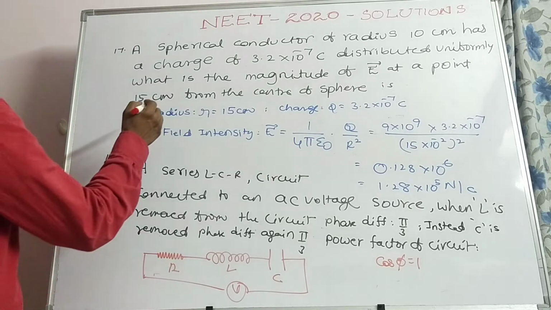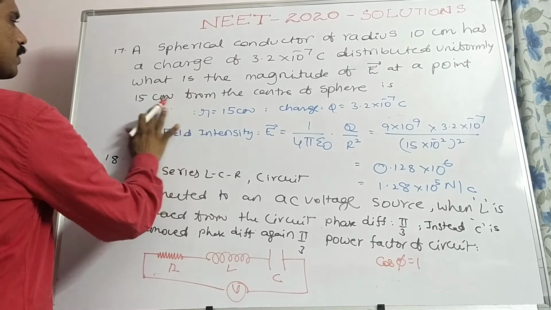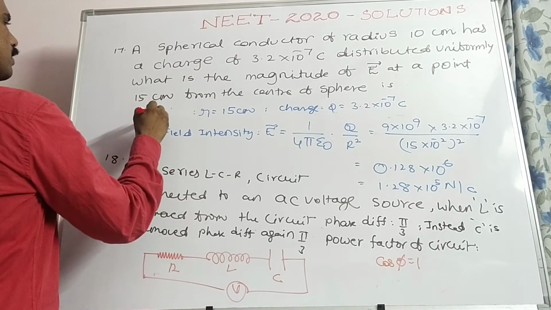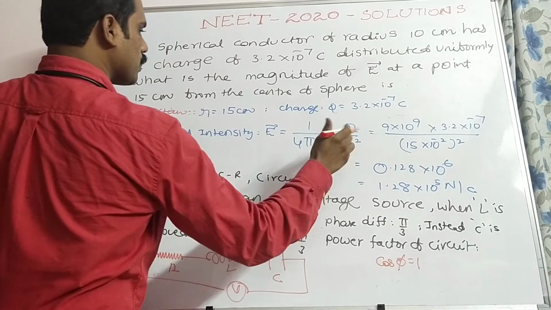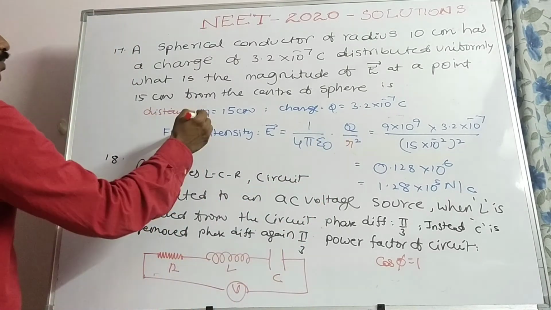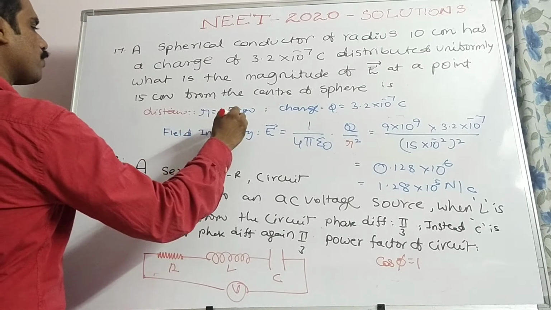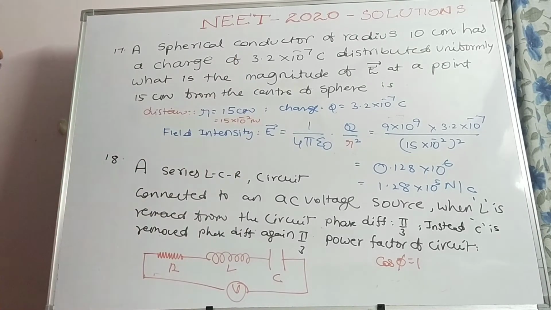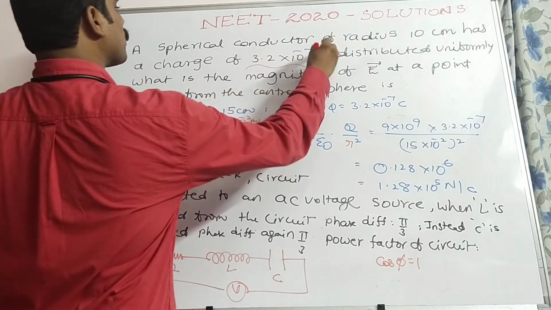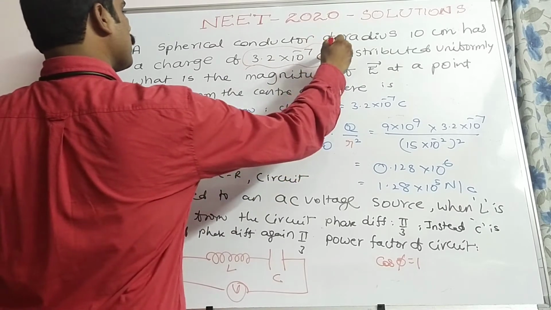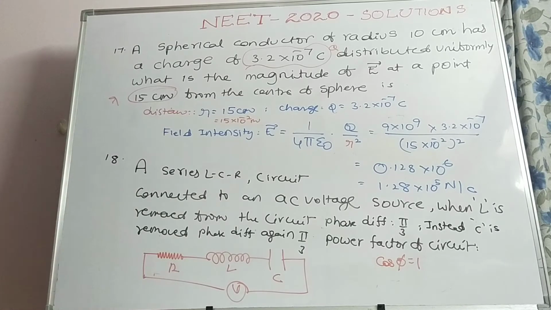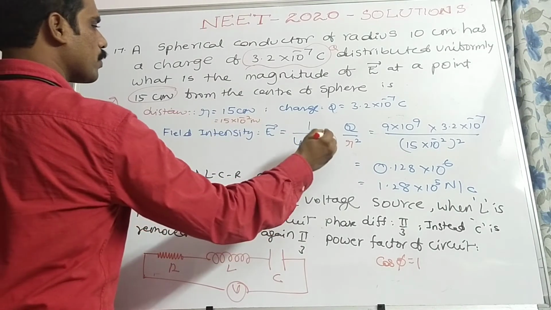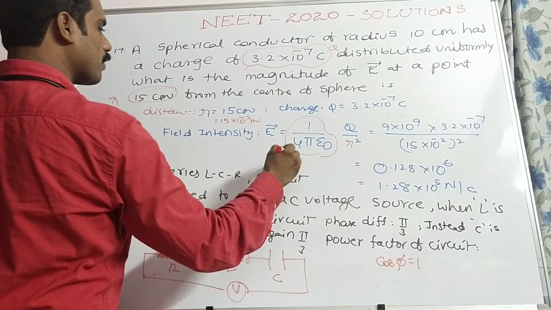Here we are provided with the distance, not the radius, that is, the distance r is equal to 15 centimeter, that is equal to 15 × 10^-2 meter. The charge given is 3.2 × 10^-7 coulomb. And we know 1/4πε₀ is nothing but 9 × 10^9.